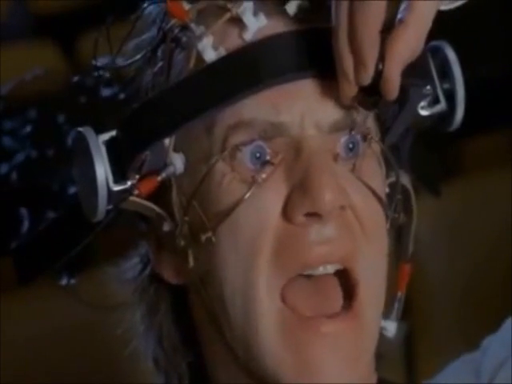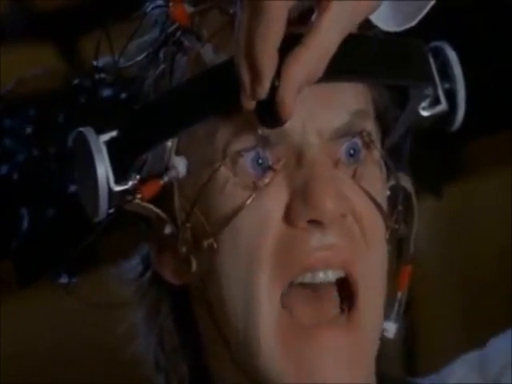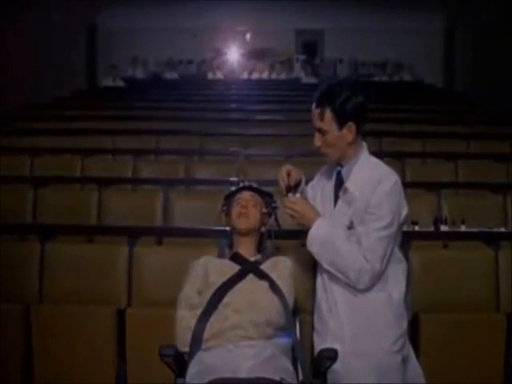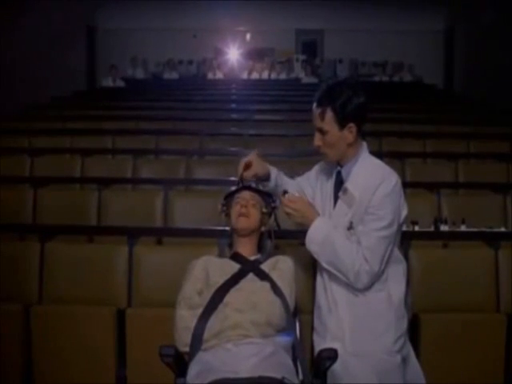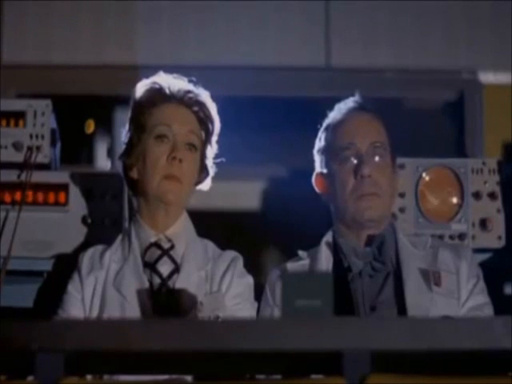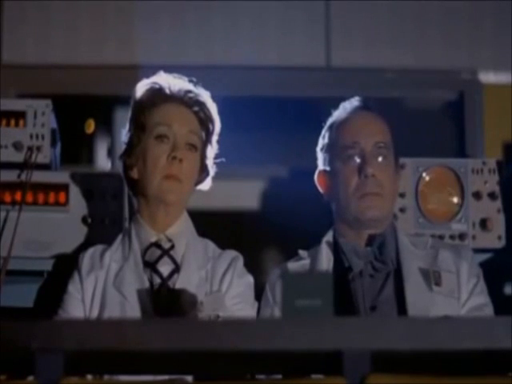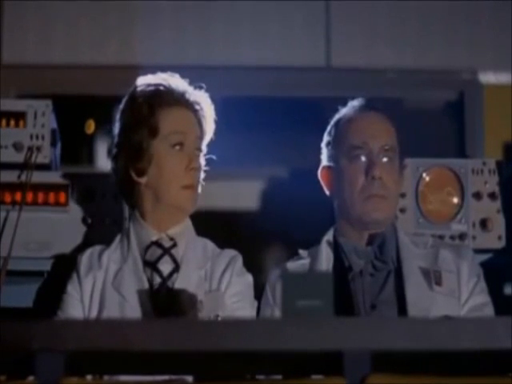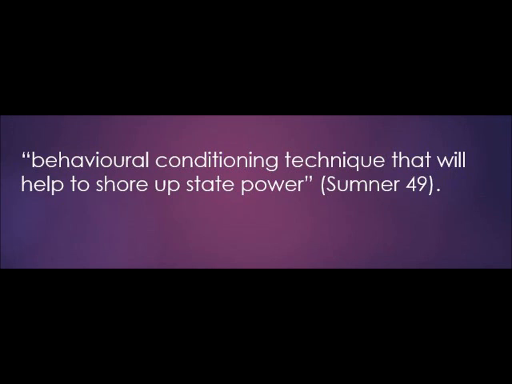Another element that can be found in A Clockwork Orange is the technological advancements that are shown to be used by the government in order to psychologically condition criminals into law-abiding citizens. The name of this treatment is Ludovico's technique, and it is a process of eliminating all traces of violence and objects associated with violence from a criminal's life. It is a behavioral conditioning technique that will help to shore up state power.